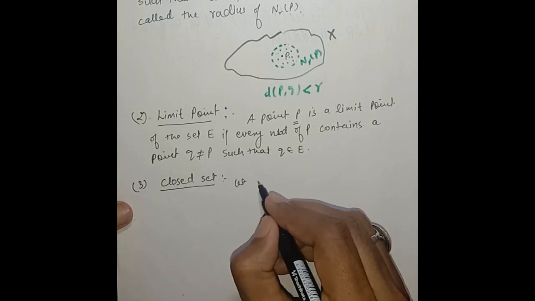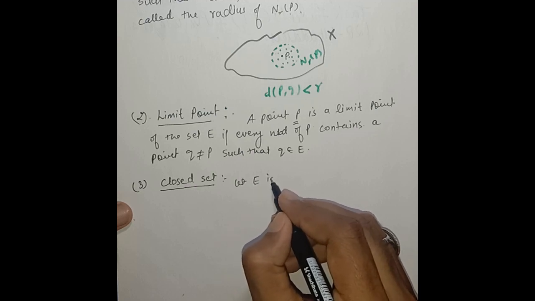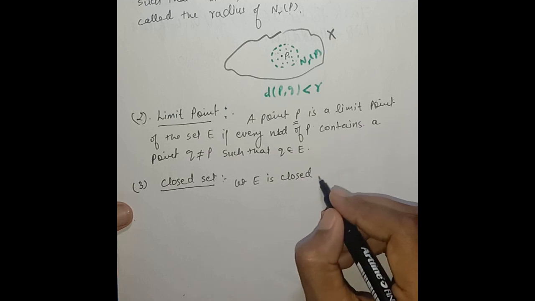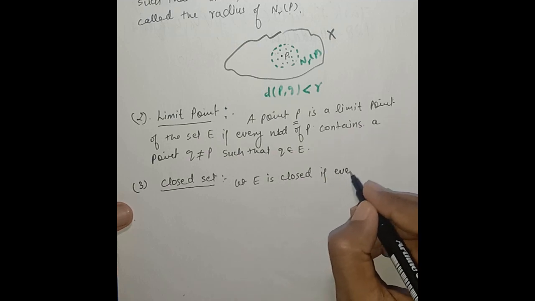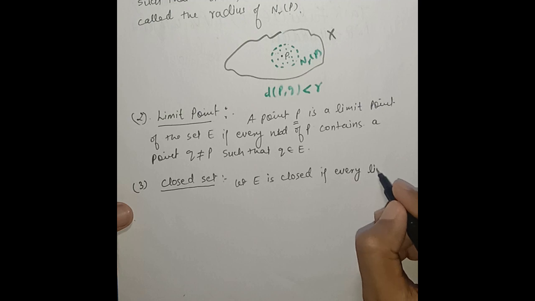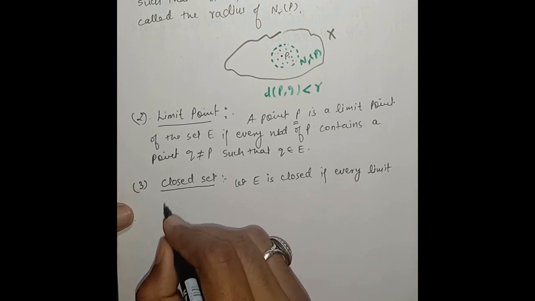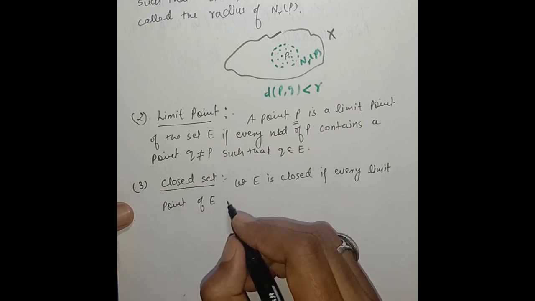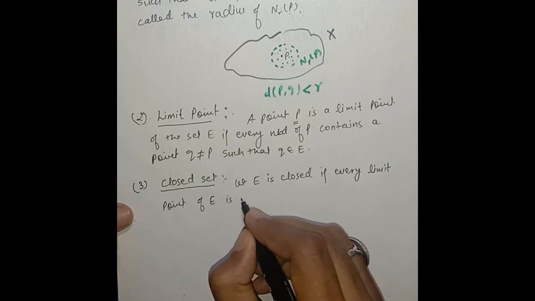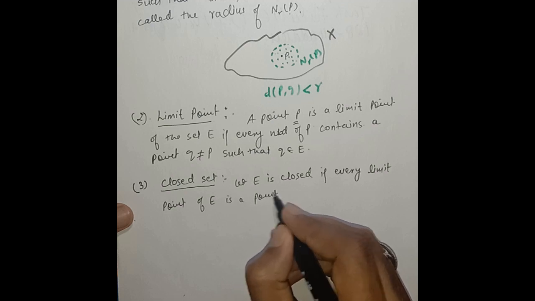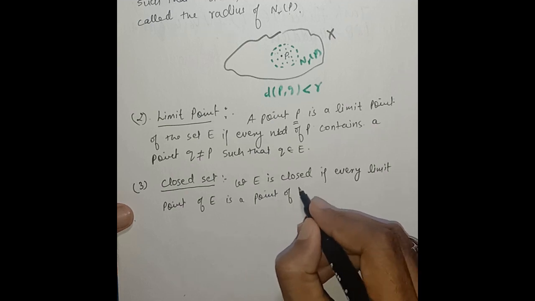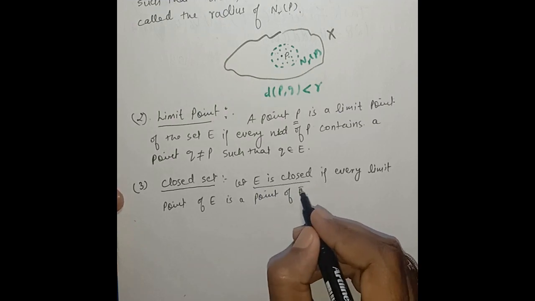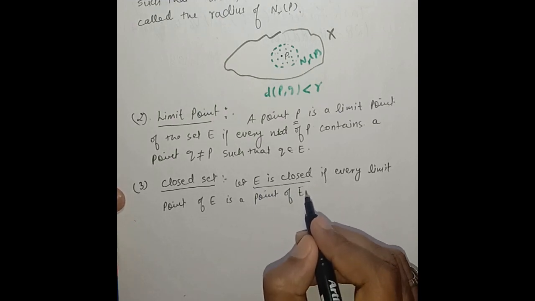E is a closed set if every limit point of E is a point of E. That means a set is called closed if it contains all its limit points.